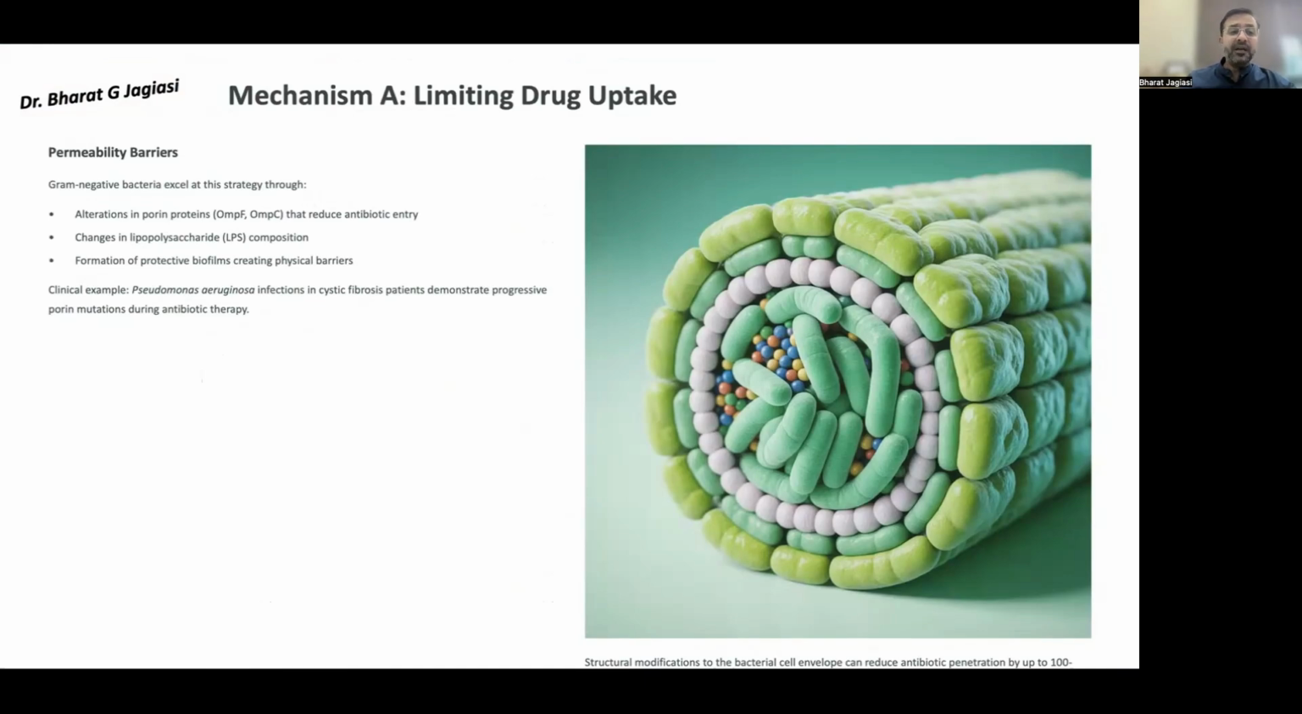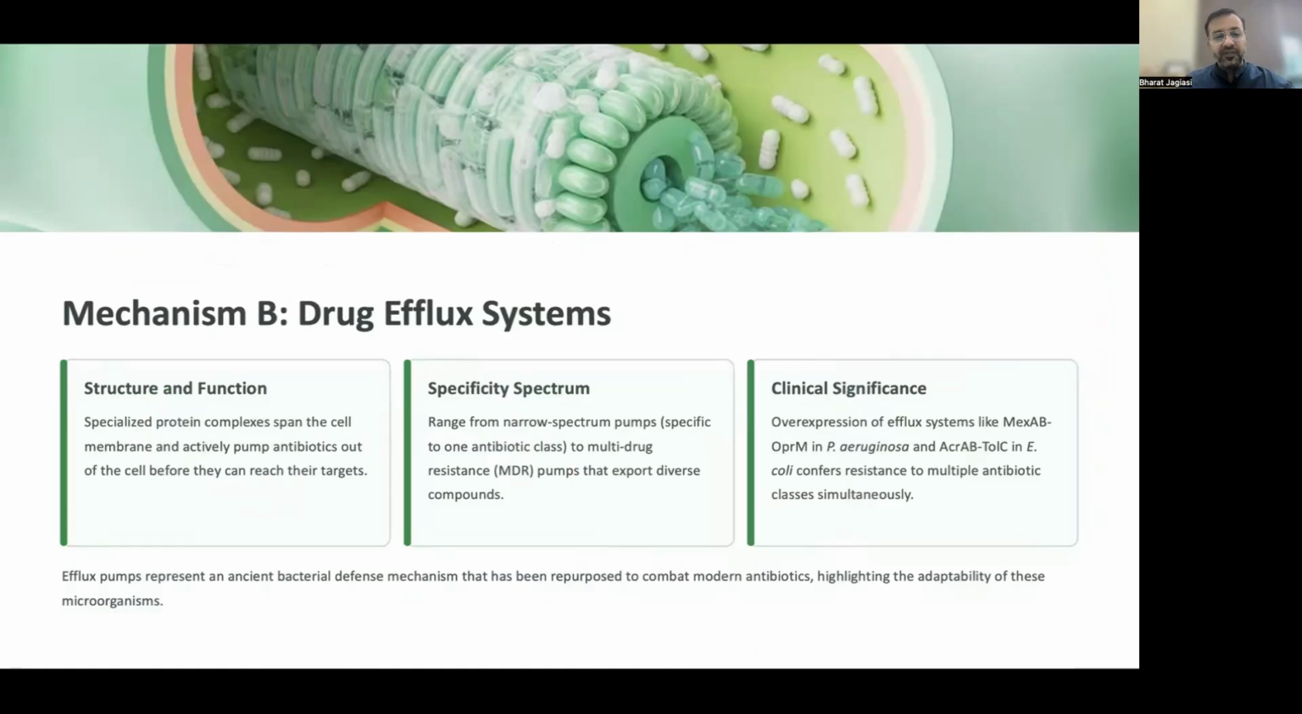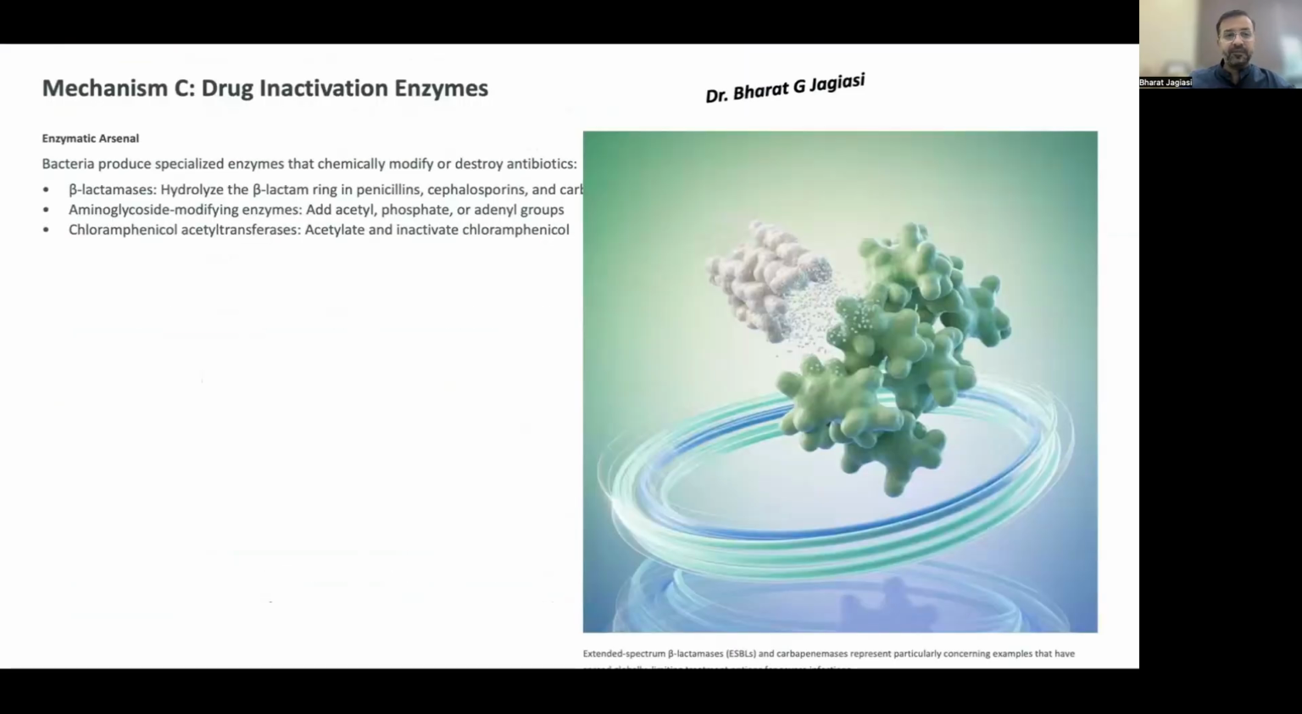So limiting drug uptake is a permeability barrier. There's an alteration in the porin proteins that reduces antibiotic entry, changes in lipopolysaccharide composition, and formation of protective biofilms, creating physical barriers. When you talk of the drug efflux systems, there's a specialized protein complex in the cell membrane that actually pumps antibiotics out of the cell before they can reach the targets. And these range from narrow spectrum pumps specific to one antibiotic class to multiple drug resistant pumps that export diverse compounds. Overexpression of efflux systems in organisms like Pseudomonas and E. coli confers resistance to multiple antibiotic classes simultaneously.